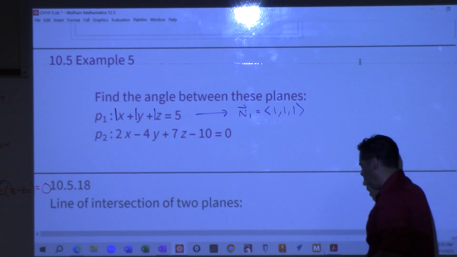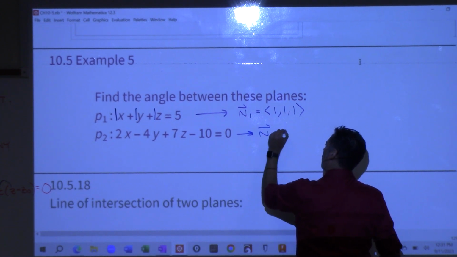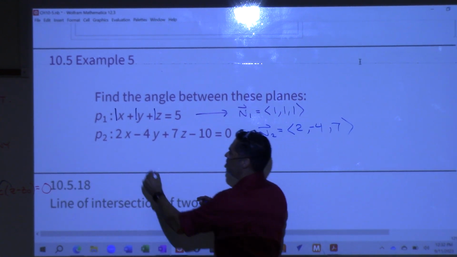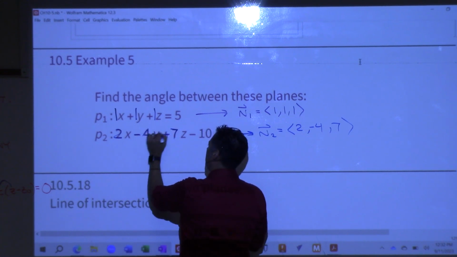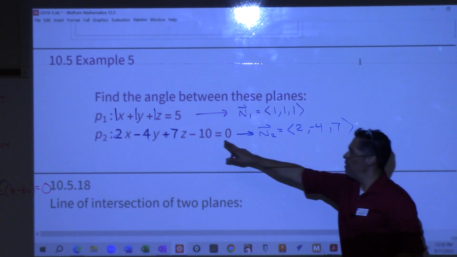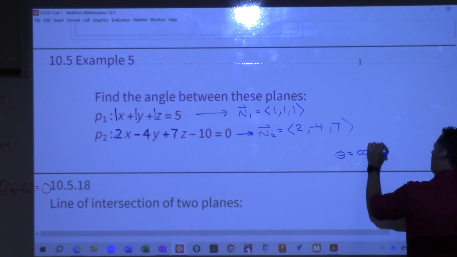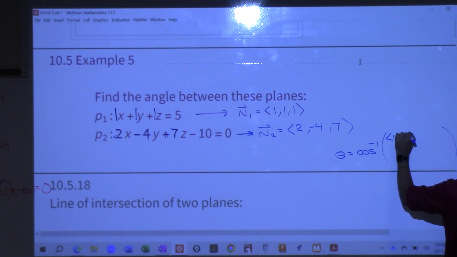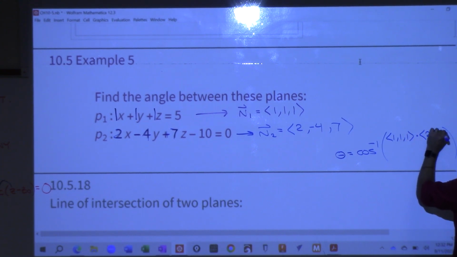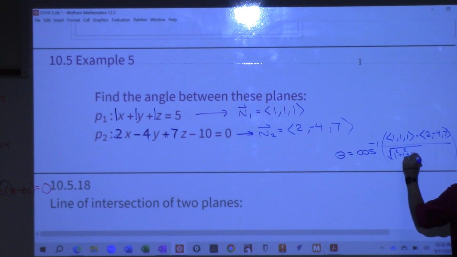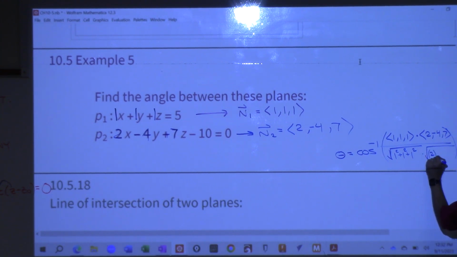What is the normal vector of the second plane? 2, -4, 7, right? It's just the coefficients in front of the x, y, and z respectively. We don't care about this number. We care about the coefficients in front of the x, y, z. Okay, so what's the angle between those? Well, we have to do theta equals cosine inverse of, we got to take the two vectors and dot them. And then we have to find the magnitude of each of them. So magnitude, square root of 1 squared plus 1 squared plus 1 squared times square root of 2 squared plus -4 squared plus 7 squared.